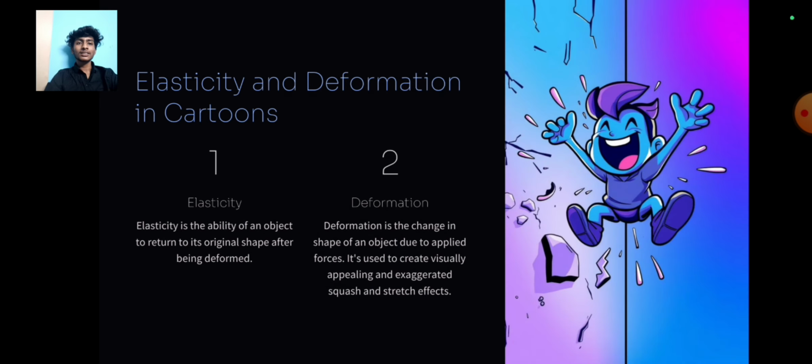Elasticity and deformation in cartoons. Elasticity. Elasticity is the ability of an object to return to its original shape after being deformed. Deformation. Deformation is the change in shape of an object due to applied force. It is used to create visually appealing and exaggerated squash and stretch effects.